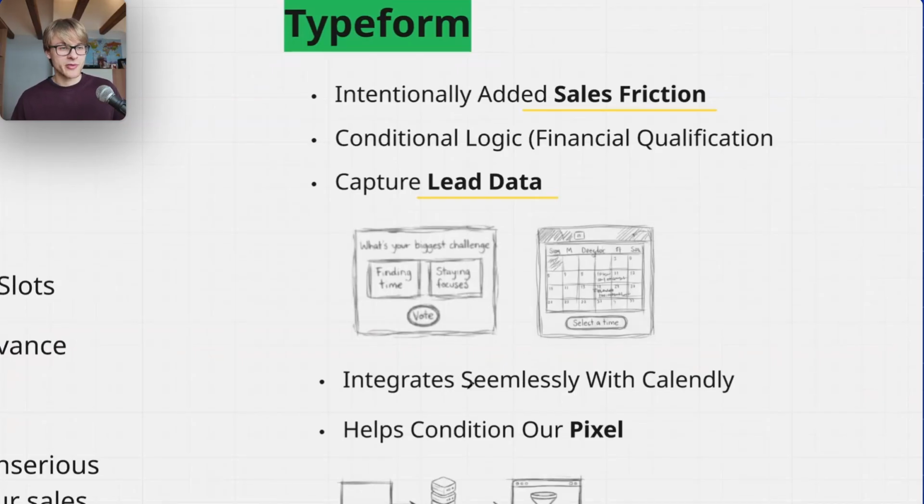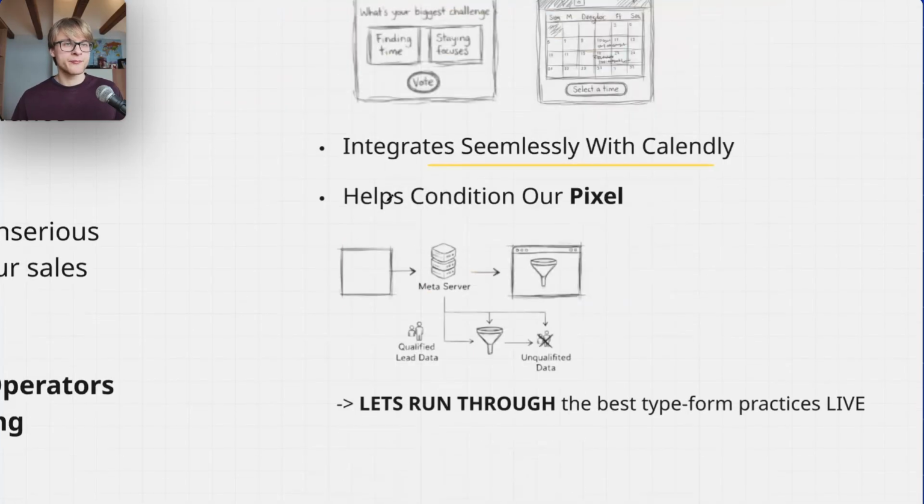Another big advantage of Typeform is why we're using it and not Jotform or whatever this other stuff is called. That it integrates seamlessly with Calendly, and we can literally embed our Calendly, our scheduler, in our Typeform. All right. It helps you also condition your pixel. That's what I said. So be aware of this.